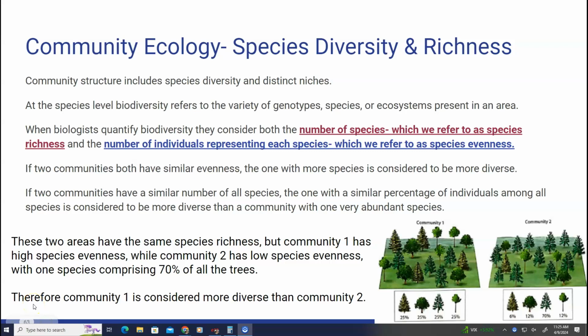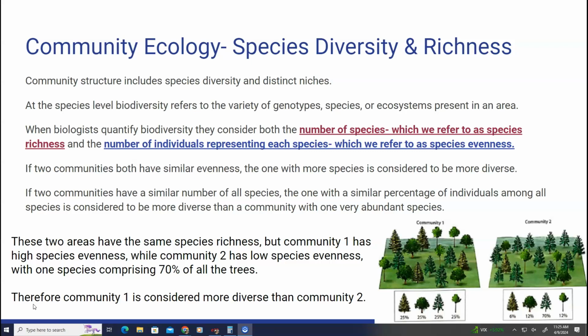Today we are starting Section 5 notes, Community Ecology, which deals with species diversity and richness. Obviously, a community structure will include species diversity and distinct niches within that community. At the species level, biodiversity refers to a variety of genotypes, species, or ecosystems present in a particular area.